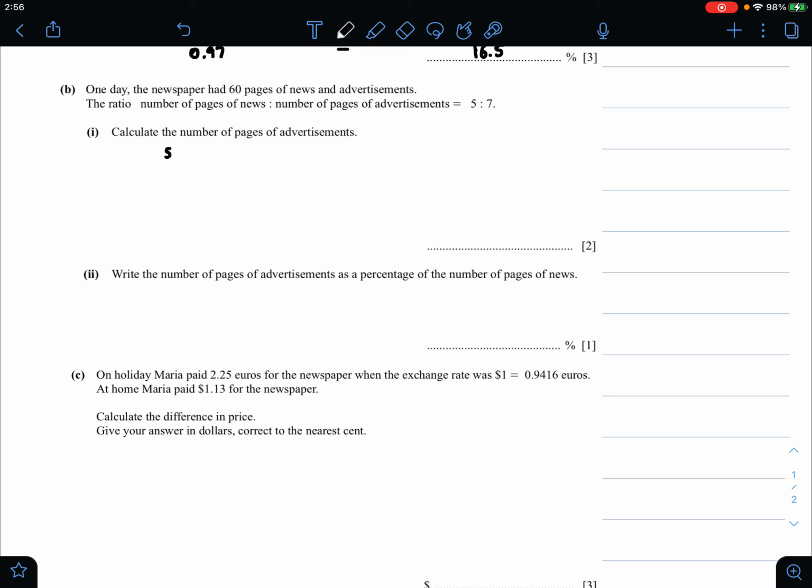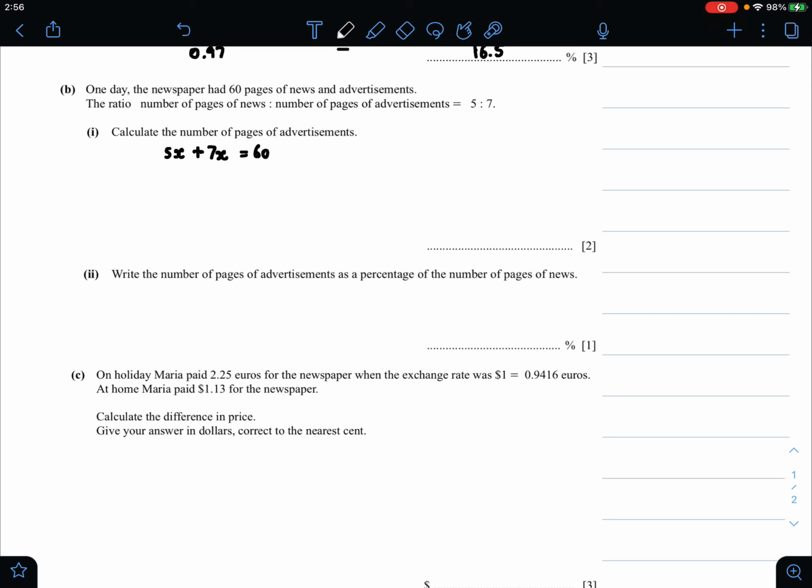So we can say that number of pages of news is 5x of the whole amount, and if you add it, the number of pages of advertisement would be 7x of the whole amount. So if we add both of them, the total would be, as they've given us, 60 pages. So now all we need to do is find the value for x and then multiply it by 7 to find the number of pages of advertisement, because the portion of pages of advertisement is 7 out of 12, that is in the ratio that they've given.